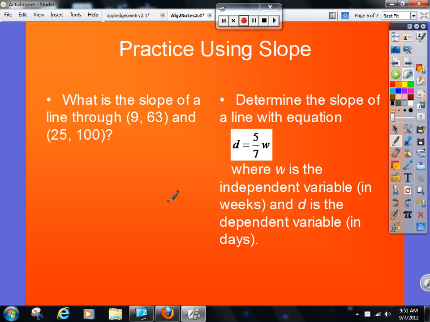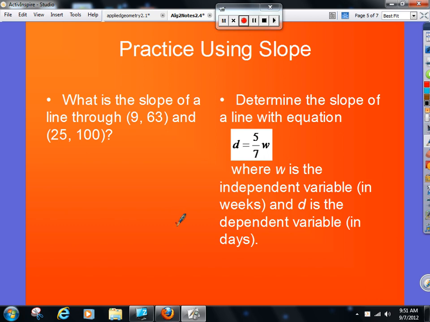Okay, you've done this before. What is the slope of a line through the points (9, 63) and (25, 100)? Okay, they're asking for slope, so they're asking for change in y over change in x. Or you could do the formula y2 minus y1 over x2 minus x1.